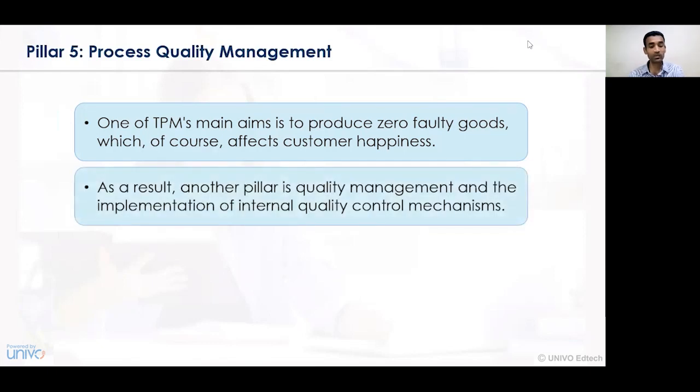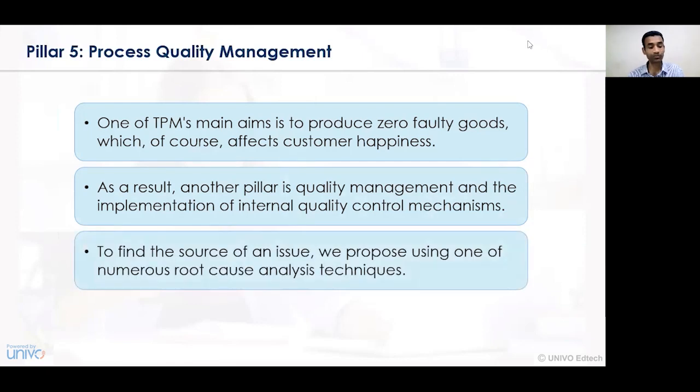As a result of this, another pillar is quality management, and hence the implementation of internal quality control mechanisms is easily possible with the help of the pillars of TPM. When the pillars of TPM are implemented in the business organization, the internal control team can be set up very quickly, and process quality management can be undertaken at a better stage. So that is the concept of process quality management.